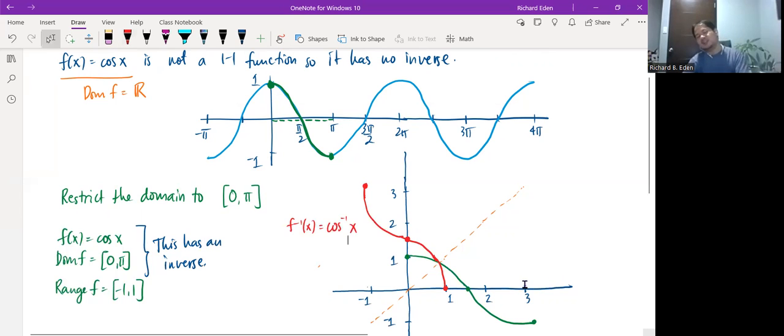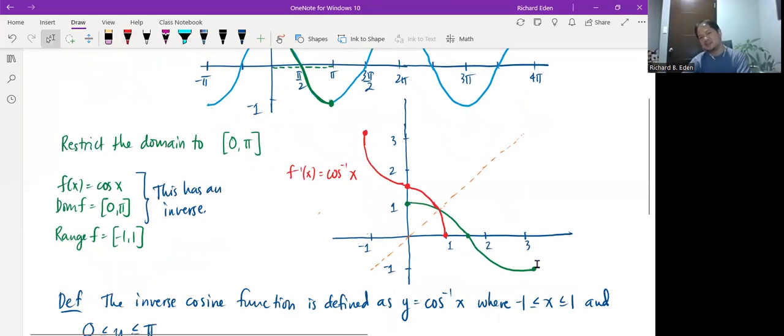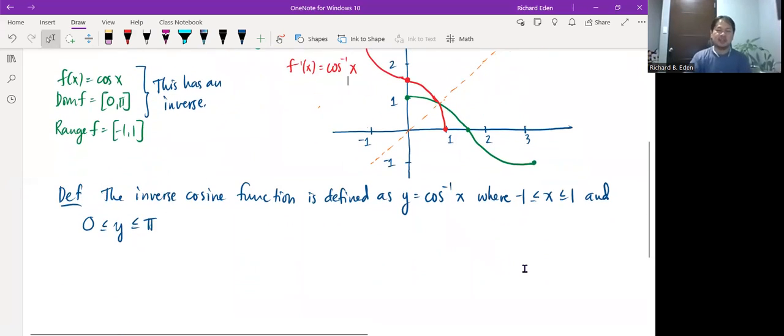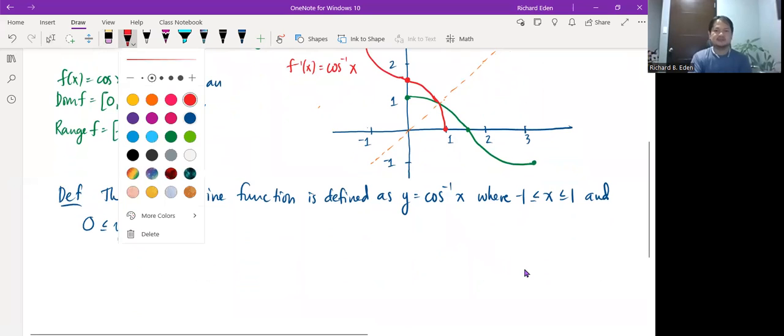If you tilt your head, it's like part of x equals cosine y. Is that part of x equals cosine y? What do you mean x equals cosine? Okay, so if y is cosine inverse of x.